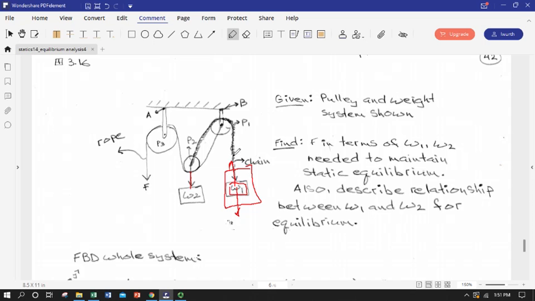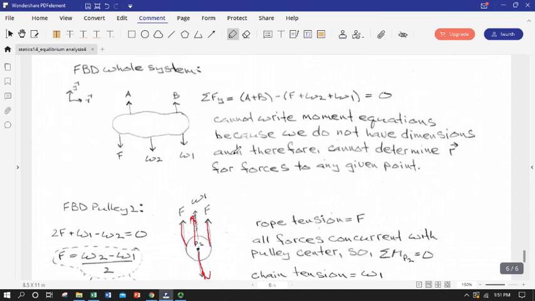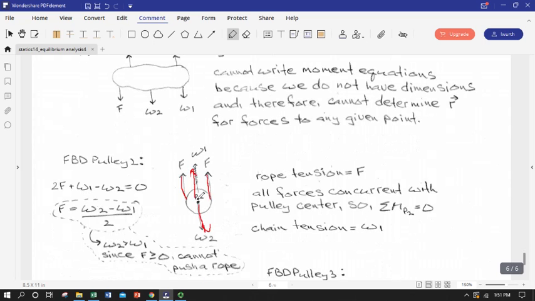So that immediately says that this chain has a tension in it, because it's the tension in the chain that's keeping weight 1, the literal block of weight 1, from falling down. So that tension is equal to weight 1. So the tension in this chain is equal to W1. So we replicated that at its other end that connects to the center of pulley P2. So we can write an FBD for pulley 2 in terms of F and W1 and W2.